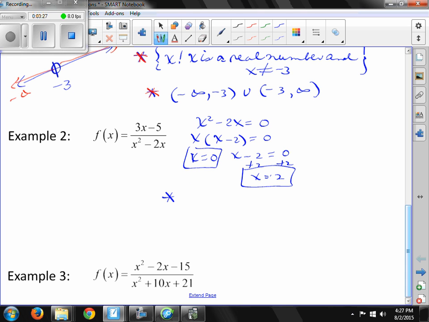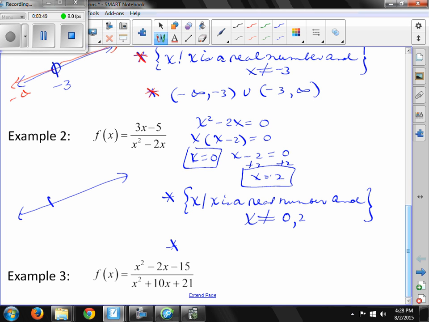If I write it as a set, I'll write x such that x is a real number and x is not equal to 0 or 2. If I write it as an interval, let's look at it in a number line. We're omitting 0 and we're omitting 2. So this actually breaks the graph into 3 different regions. The part over here that is to the left of 0, negative infinity on this side, the part that's between 0 and 2, and the part over here that's greater than 2 and goes to positive infinity.